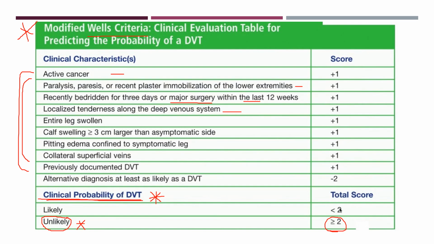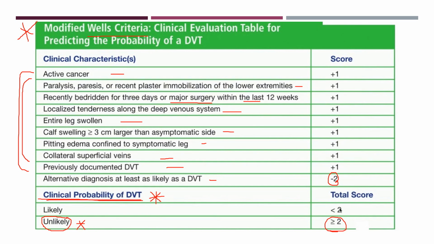She was complaining of pain in that leg. Her entire leg was not swollen. Her calf was not swollen. Maybe she had some edema in her knee from her TKA, but those weren't present. She did not have pitting edema. Were there collateral superficial veins? Nope. Was there a previously documented DVT? Nope. And is there an alternative diagnosis at least as likely as a DVT? So that one you can actually take some of those points off.